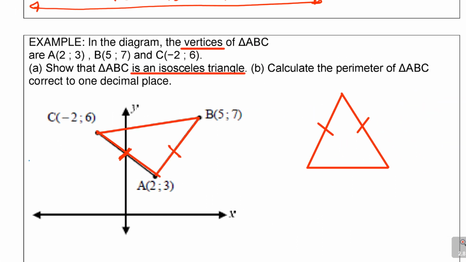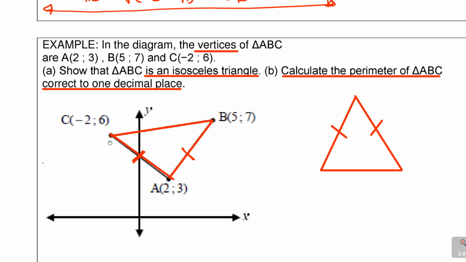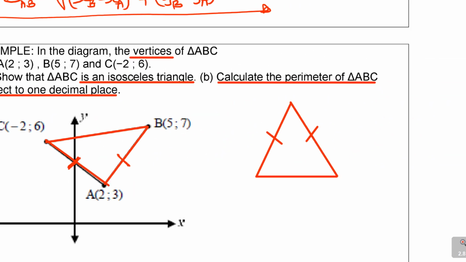Now look at the next one. It says calculate the perimeter of triangle ABC correct to 1 decimal place. What does the word perimeter mean? Perimeter means distance around the shape. The perimeter is the total distance around the shape.